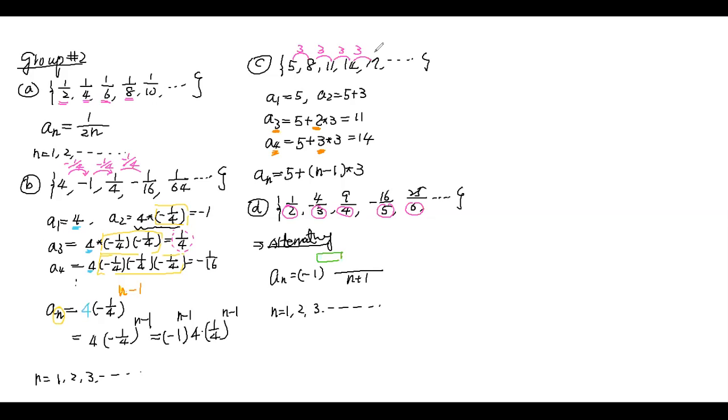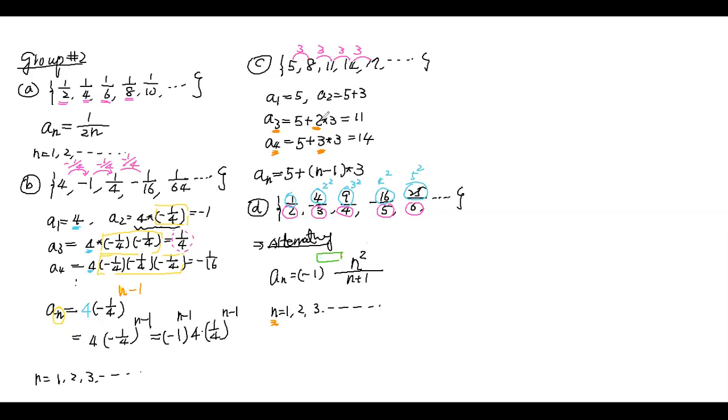Now my top here, if you look at the top, you will see this is 1. What is 4? 2 squared. What is 9? 3 squared. What is 16? 4 squared. What is 25? 5 squared. So you say, oh yes, I see my top here is n squared. So when n equal to 1, it's 1, n equal to 2 is 2, n equal to 3 is 3. Okay, pretty good. Now, the only thing I have not settled is this negative 1 exponent here.